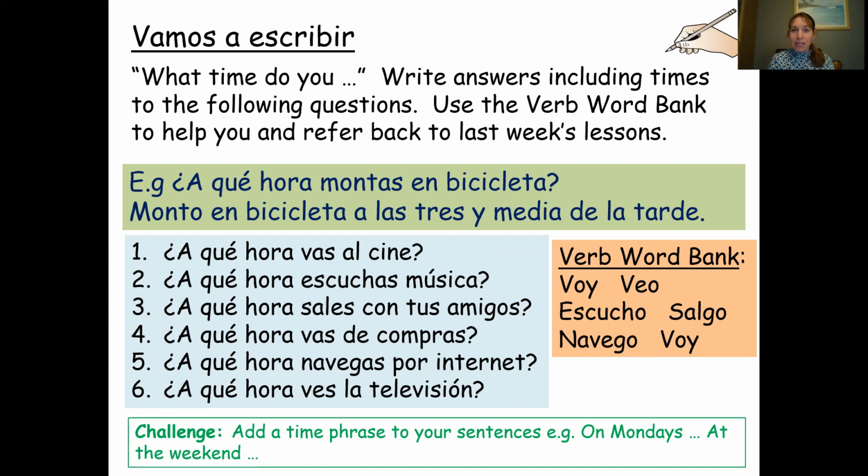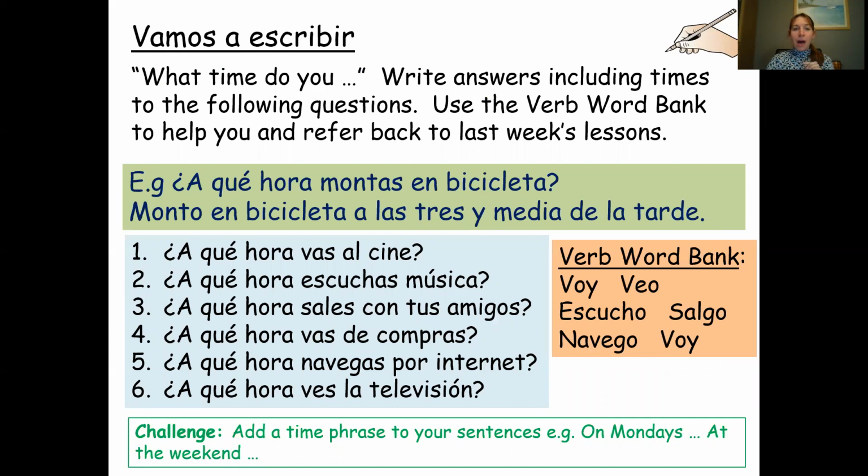in some of the free time activities. You might also need to refer back to last week's lesson. So I've given you an example here. ¿A qué hora montas en bicicleta? What time do you go cycling, or do you go on a bike ride? Then you can give an answer. Monto en bicicleta a las 3:30 de la tarde.